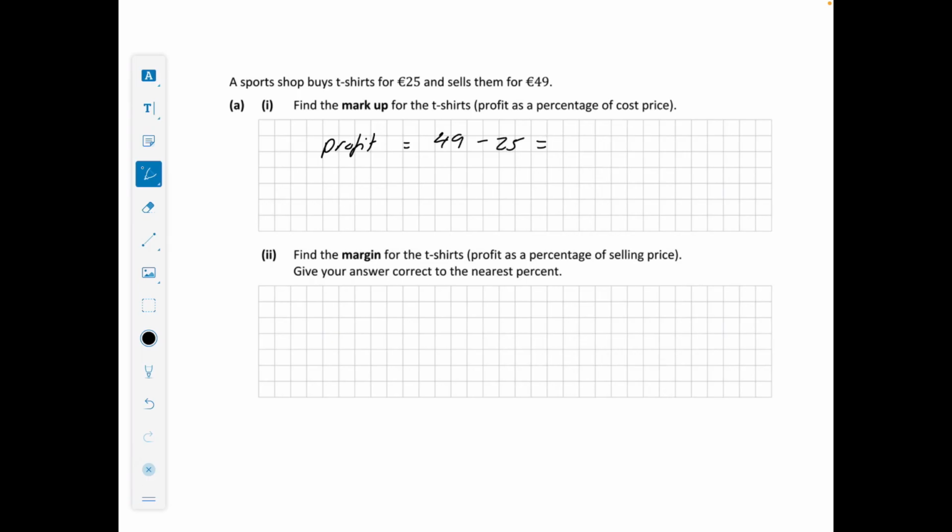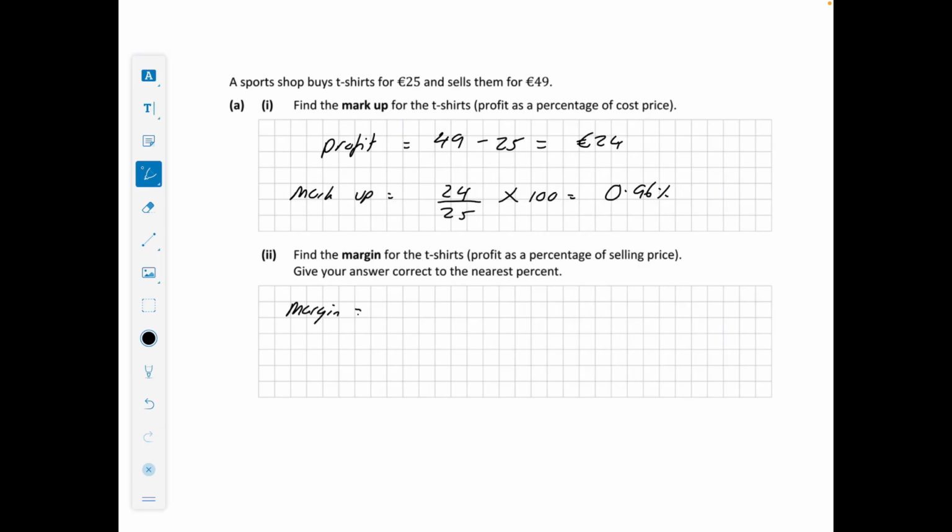Their selling price is 49, their cost price is 25, so 49 minus 25 will be €24. So on every t-shirt they sell, they make a €24 profit. Now, if we want to write this as markup, they tell us here in the question, it's profit as a percentage of cost price. So the cost price was €25. To make anything into a percentage, you just multiply by 100. So that gives me a 0.96% markup. But now we're looking for the margin.